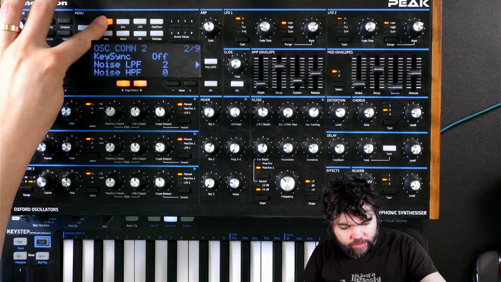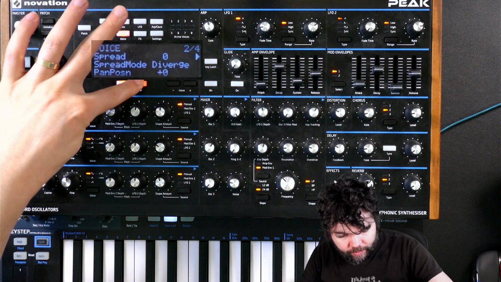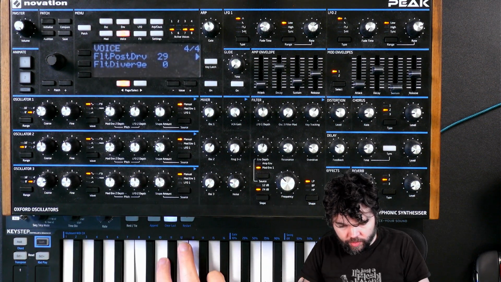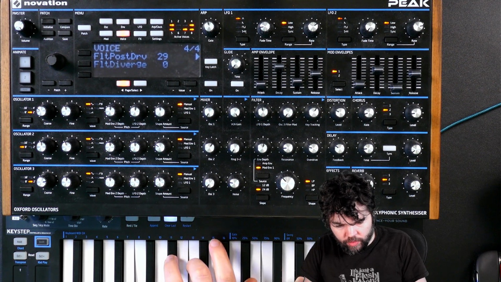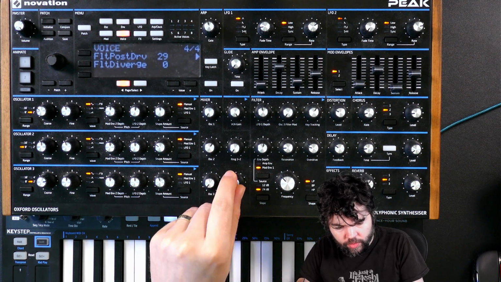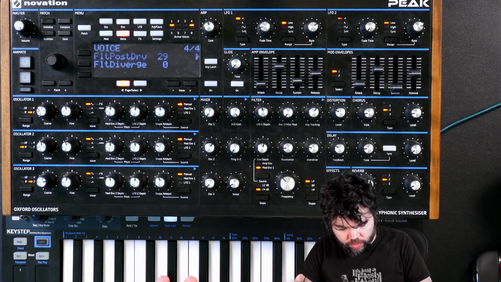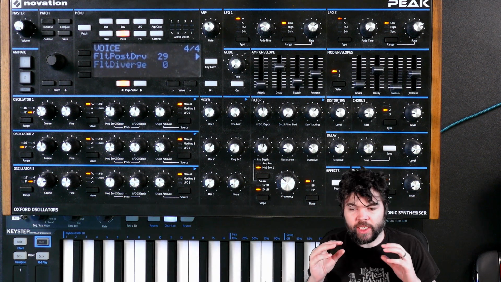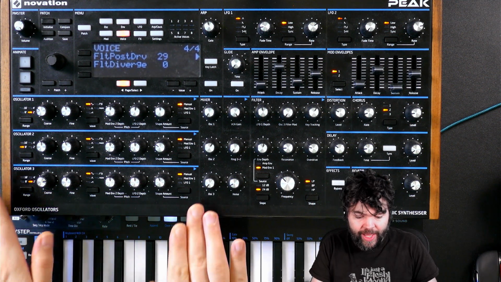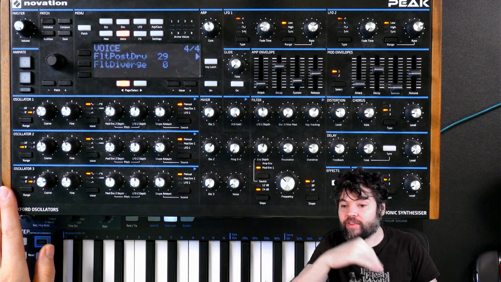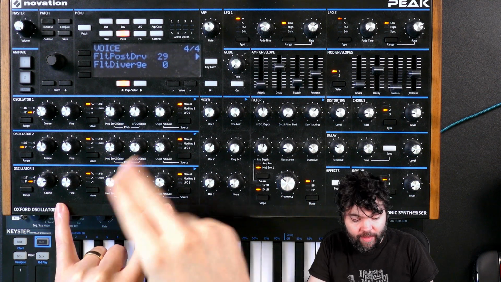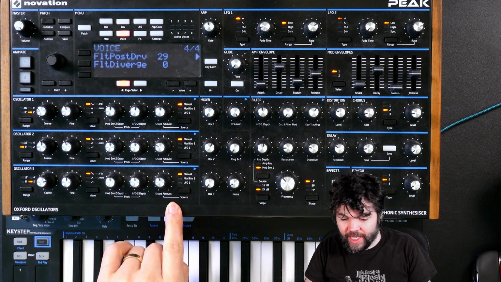So I added a little bit of drive. I'm going to add a little post-filter drive. Sounds pretty good. Now what I want is maybe a little bit more interest. So now I have an FM sound. I have an envelope modulating the amount of FM, and I have this other little plucky sound.